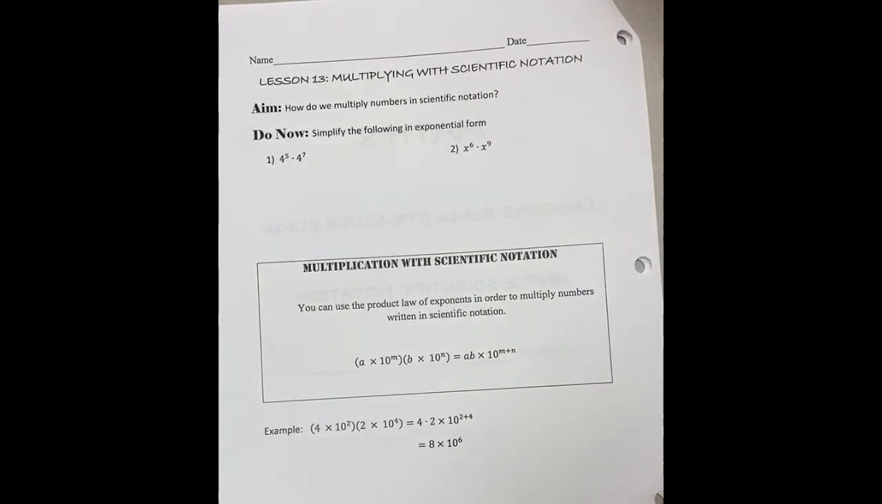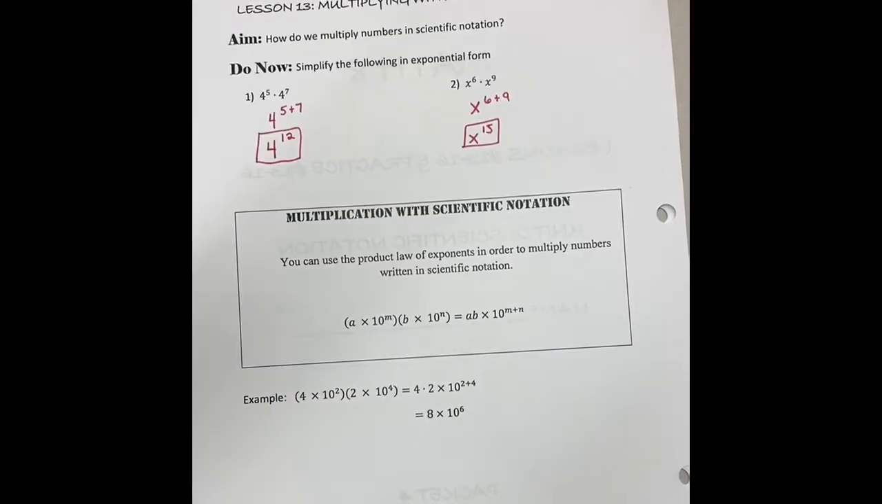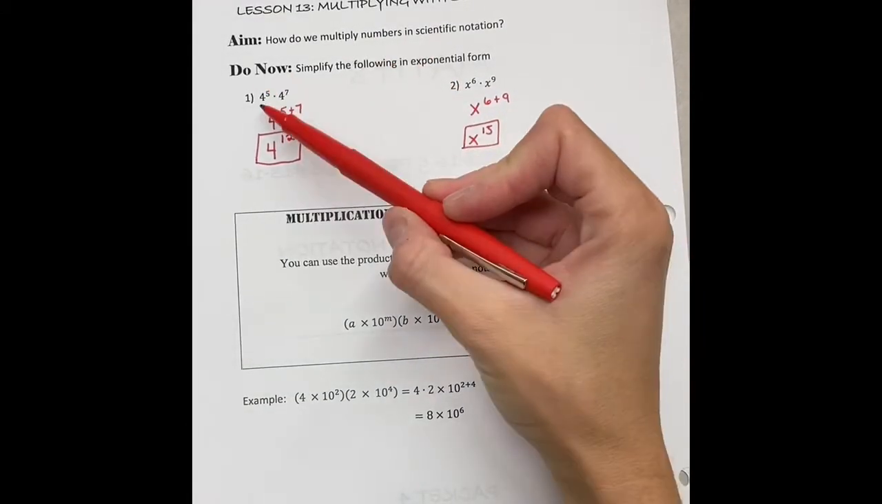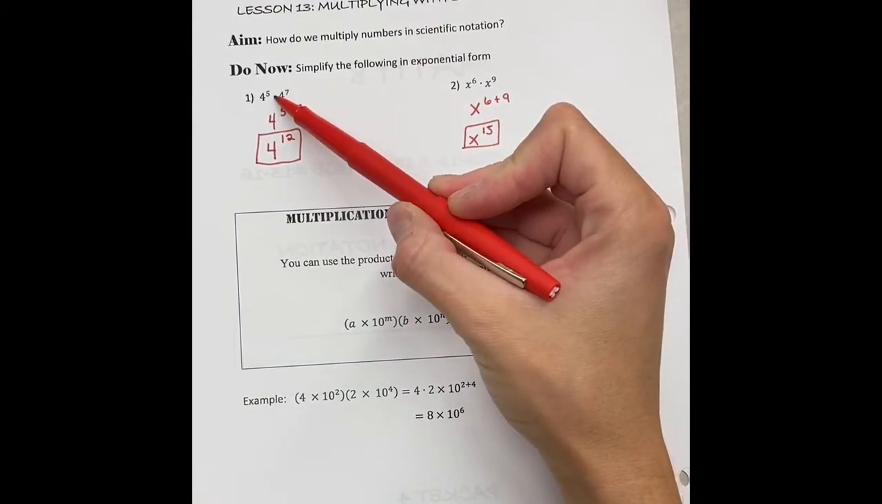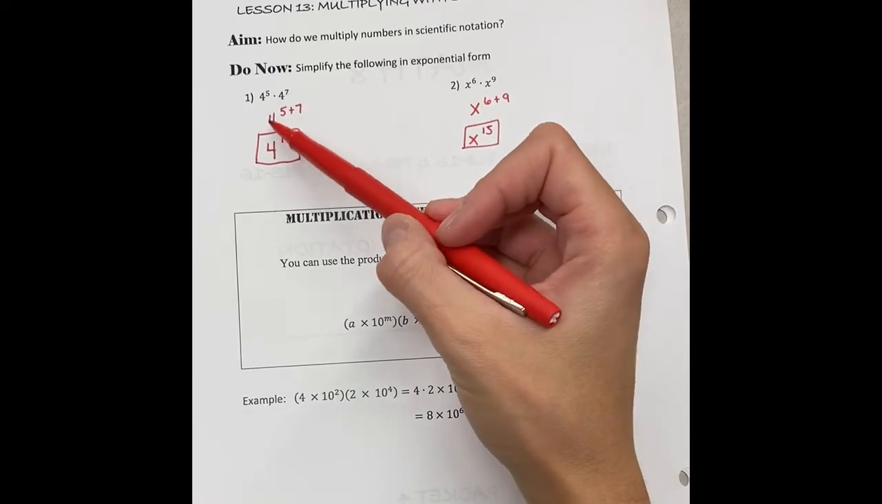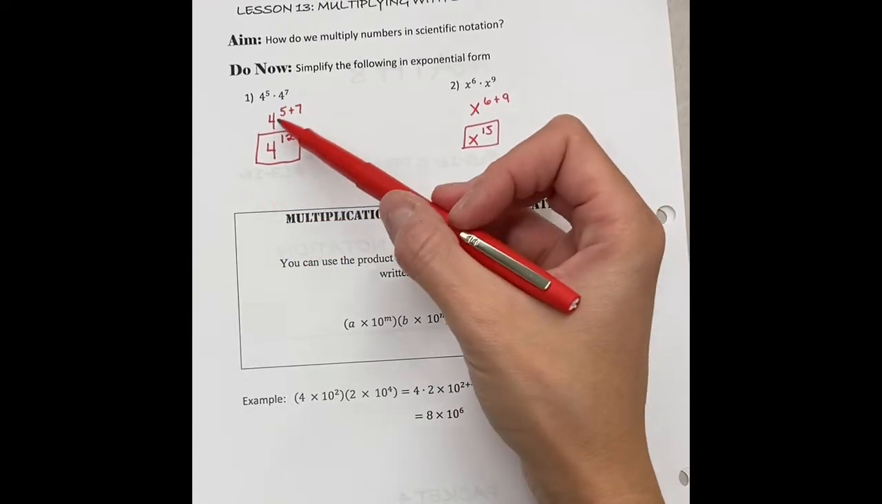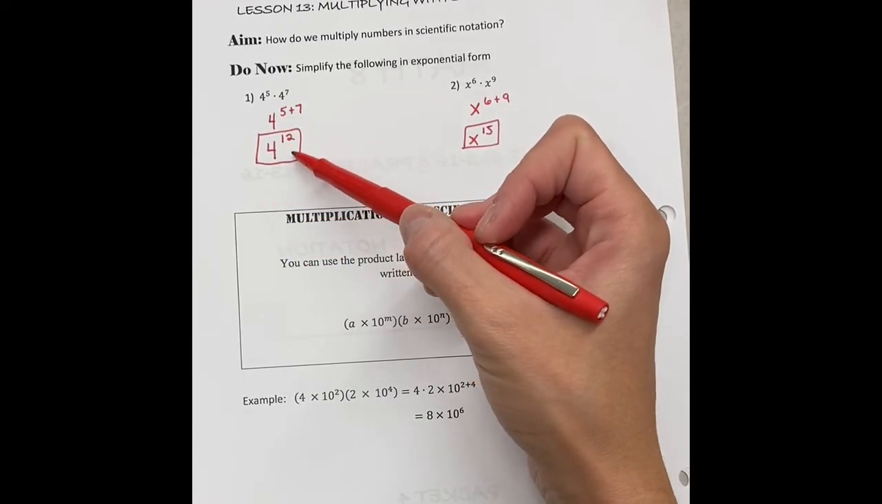First I have a do now with exponents that I'd like you to simplify in exponential form. Take a second to do that and pause this video. Come back when you have your answers. If I take a look at my do now, I have 4 to the 5th times 4 to the 7th. I'm multiplying, so remember our exponent rules. When I multiply, I need to add my powers. So it becomes 4 to the 5 plus 7, or 4 to the 12th.